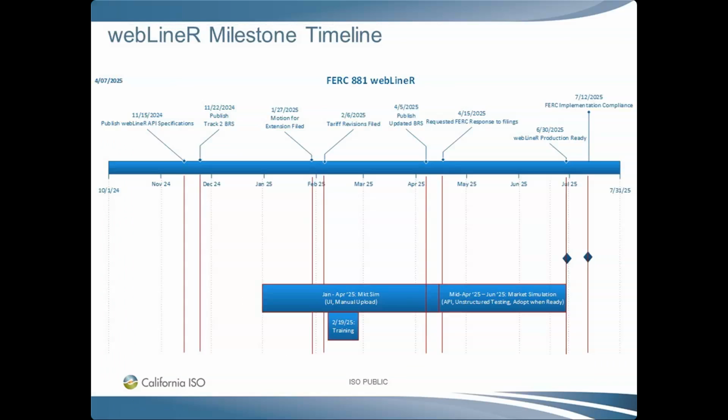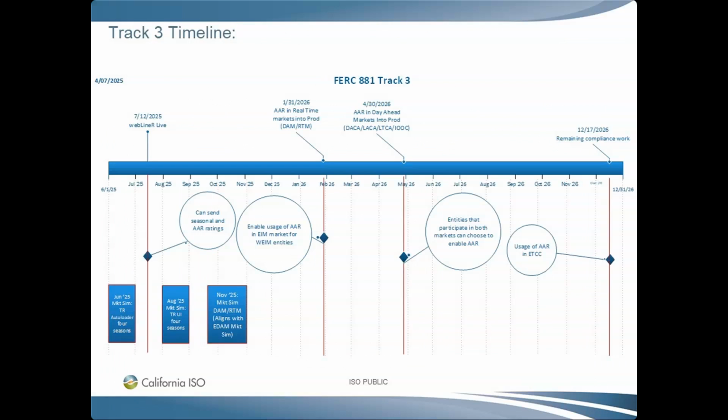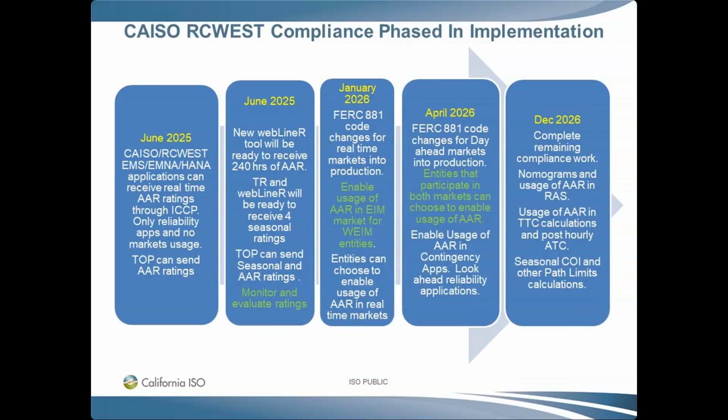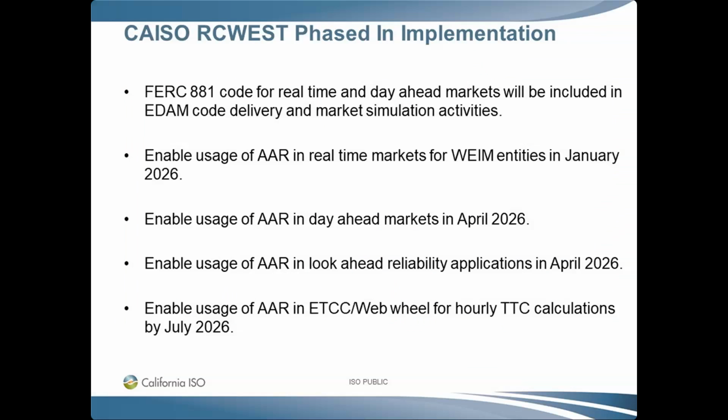And then we have the visual timeline view of those milestones, or some of those milestones, here for track 2 and WebLine R. And then we have the track 3 items, milestones here that are also reflected in the milestone slide. So just a visual to help show that a little bit better. And then this is another slide that shows additional details for each of these phases and tracks.